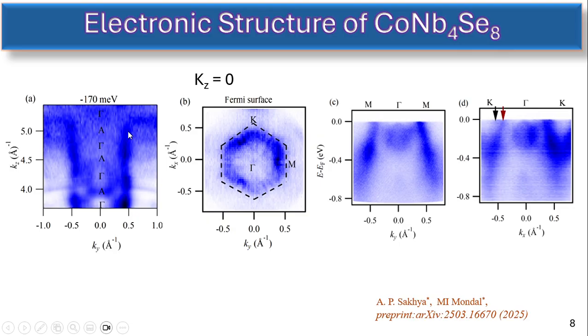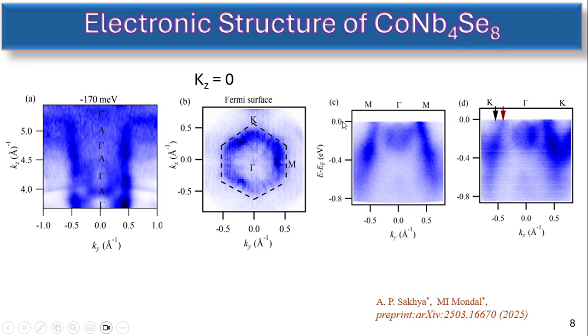This plot is just 170 meV below the Fermi level. So all of this electronic structure and the Fermi surface actually started in the Kz equal to 0 plane, which is not our required or desired direction to study. But here I just showed the electronic structure and Fermi surface in the other plane also. So here we can see that the Fermi surface has a pocket at gamma, and there is one dog bone shaped pocket at M point.